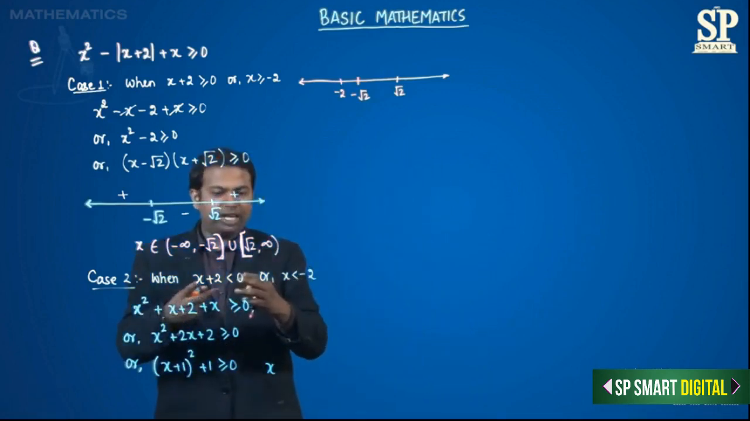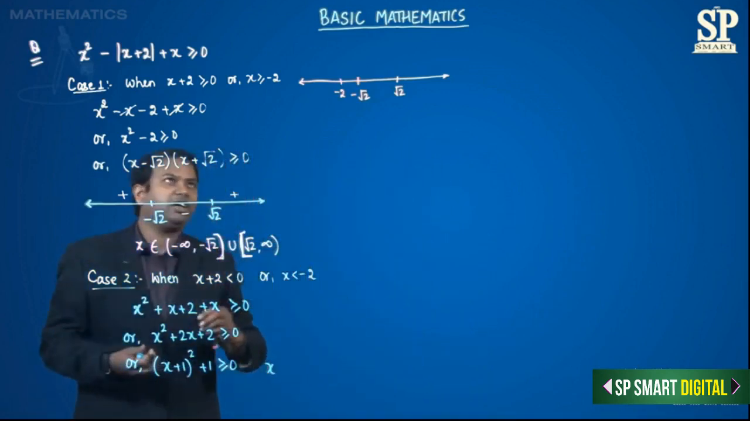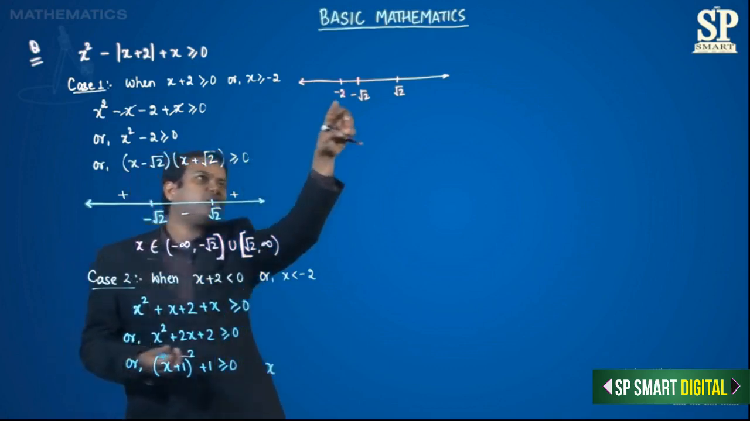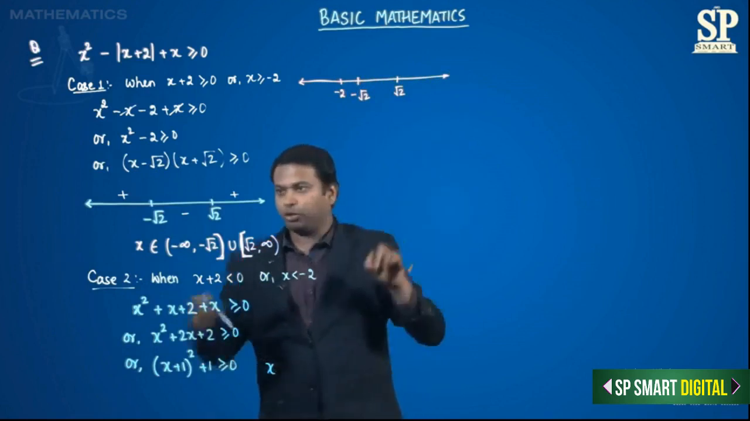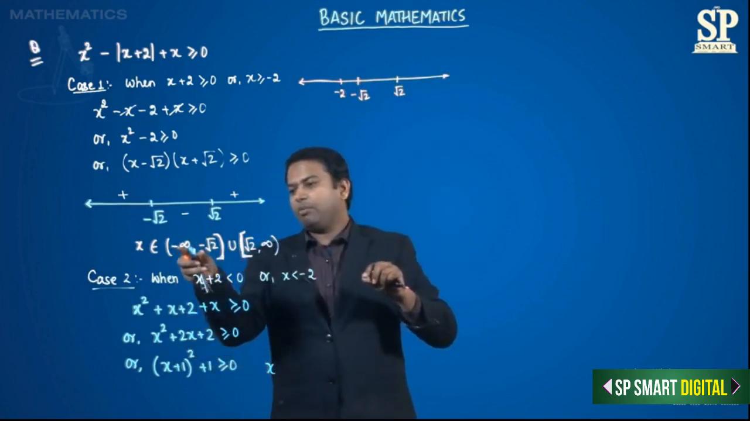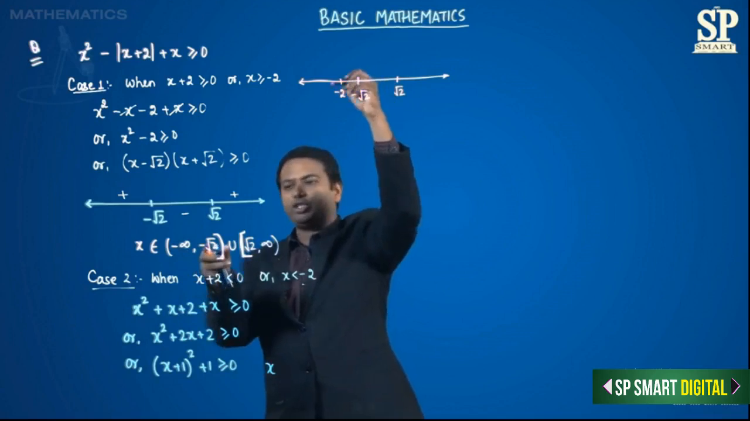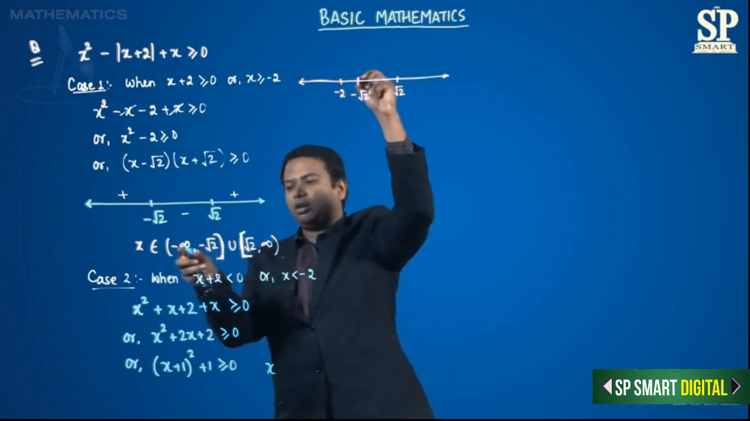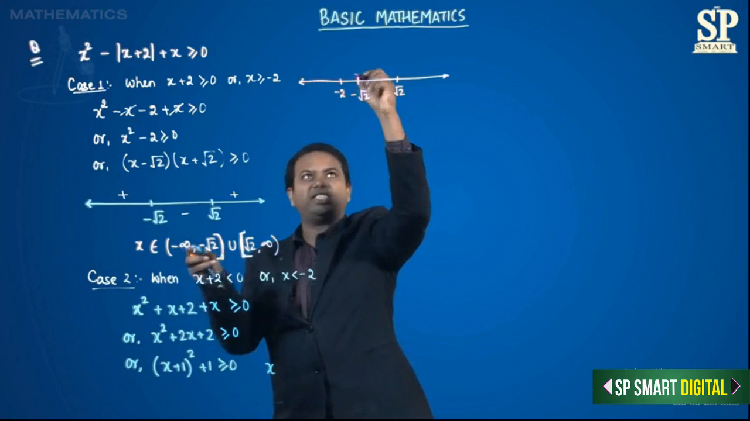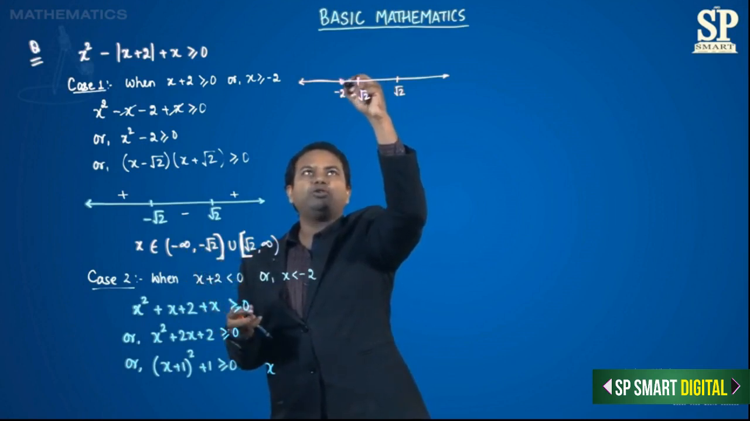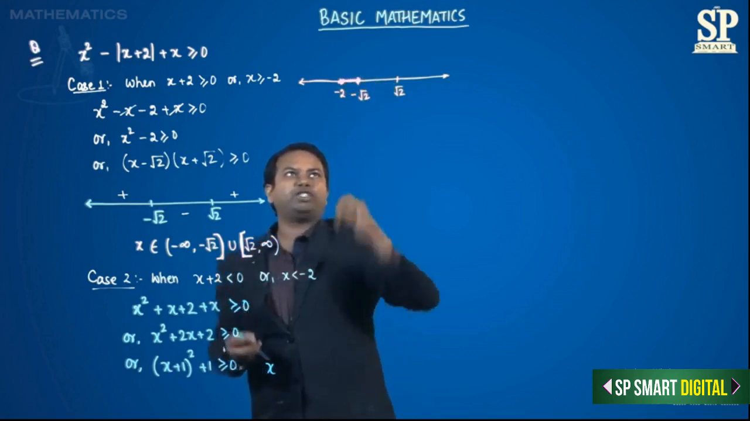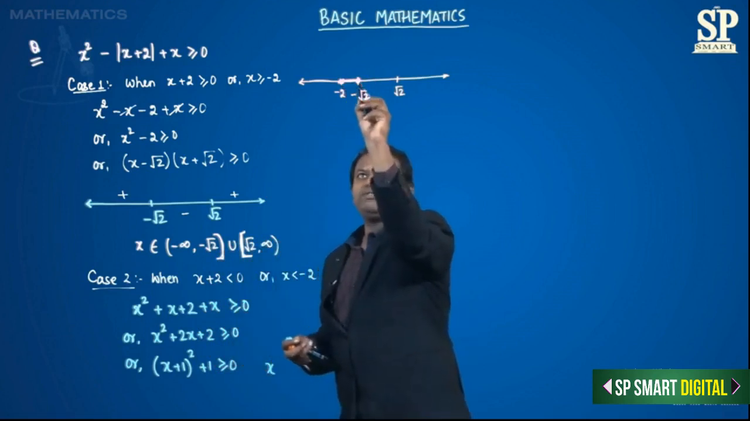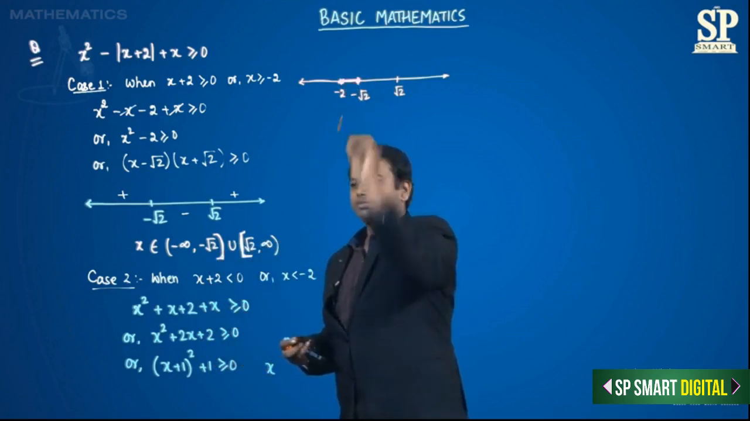So, let us now try to understand what the solution will be like. When x is greater than or equal to minus 2, that is, for all values lying on the right side of minus 2, the solution will lie from here, till minus root 2, from minus infinity. So, all these values will be the solution. We have a solid circle at minus 2 and minus root 2, and all these values will be the solution.